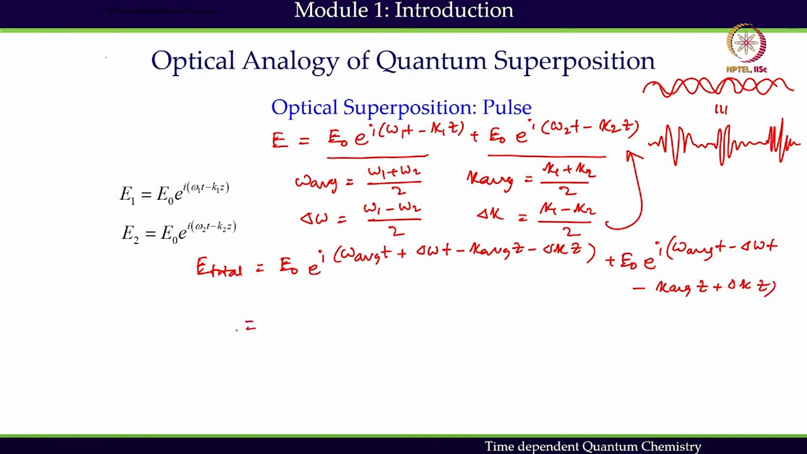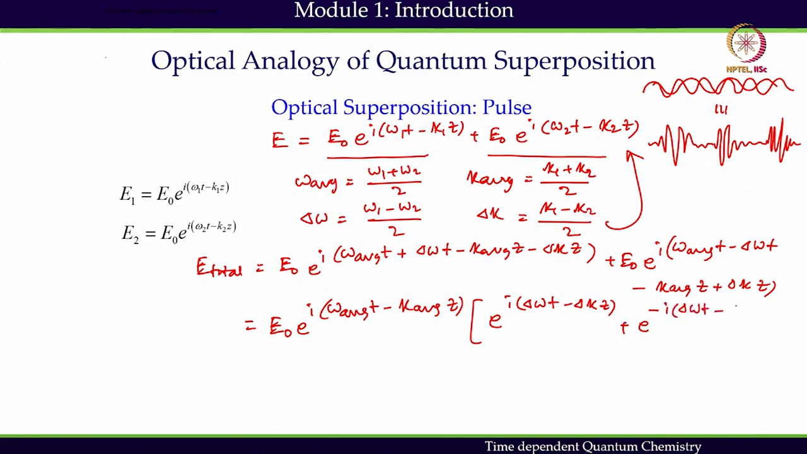If we simplify it to some extent, we'll be able to get E naught e to the power i(omega average t minus k average z) multiplied by [e to the power i(delta omega t minus delta k z) plus e to the power minus i(delta omega t minus delta k z)].